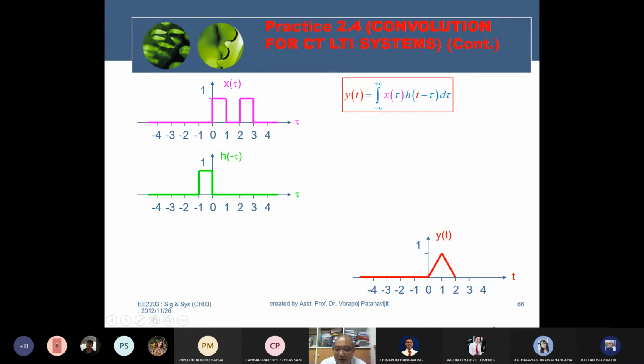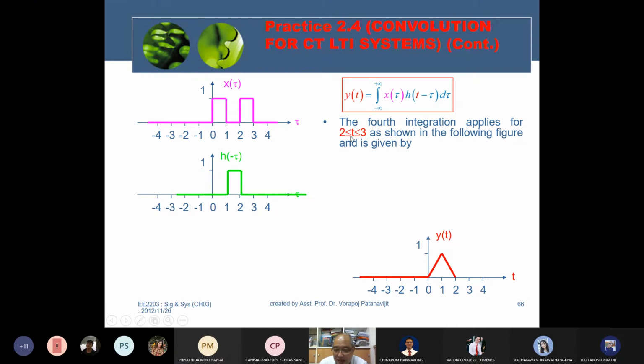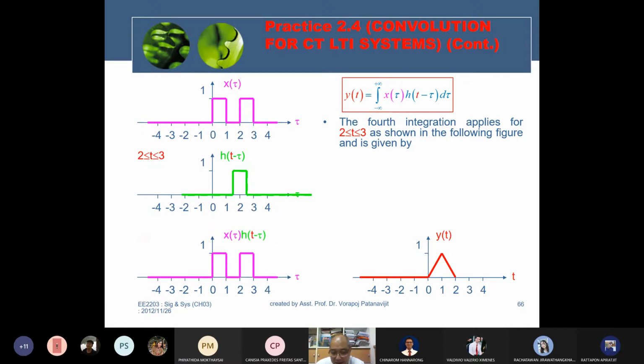Next one. The fourth integration applies between 2 and 3, and we set t equal to 2.5, about this point. And you multiply the green and the pink again, in this form.